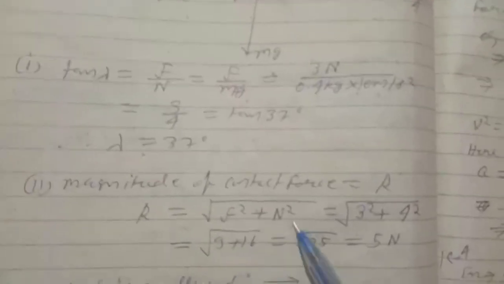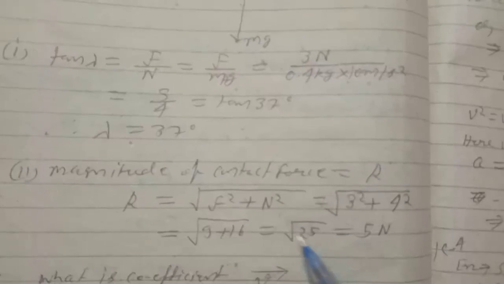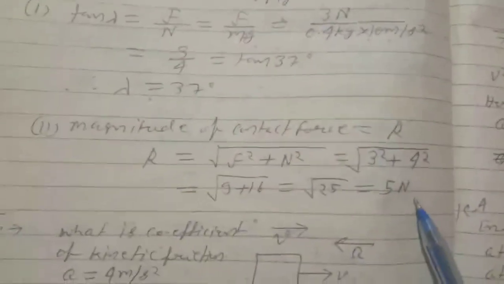Now the magnitude of contact force R will be equal to under root F square plus N square, 3 square plus 4 square, under root 9 plus 16 equal to under root 25 equal to 5 Newton.